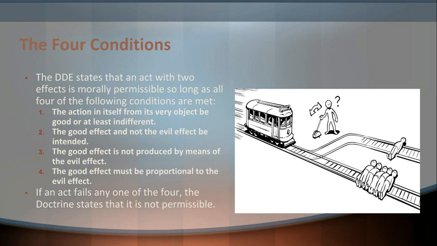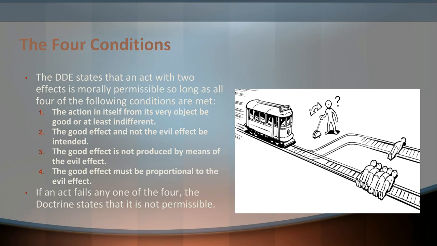And so the doctrine of double effect says that so long as all four of these are met, an action can still be permissible. If the act has two effects, one good and one bad, and fails even a single one of these four, the doctrine of double effect says that it's no longer permissible because it has this feature that automatically makes it morally wrong in some sense.